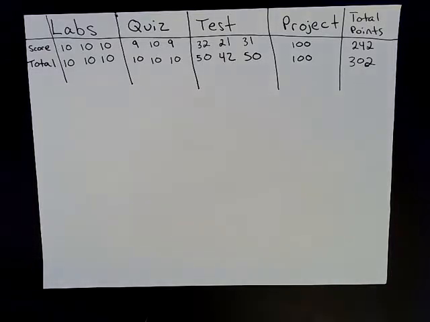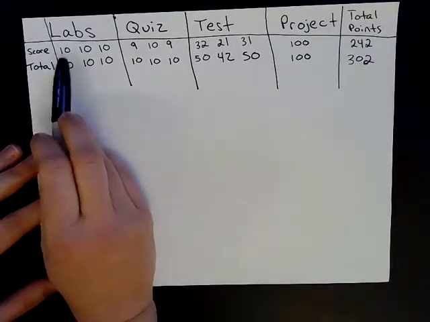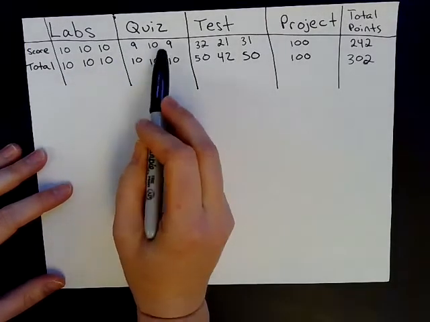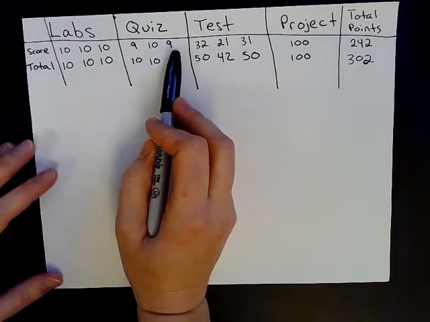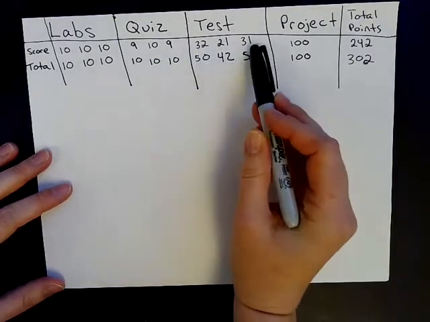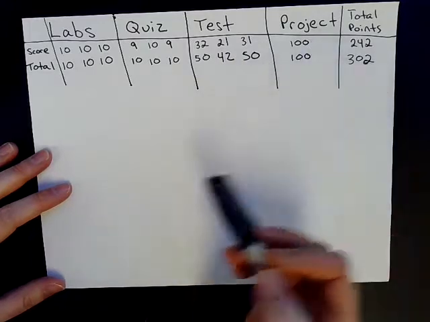When you look at the scores here, you can see that the student got all 10 out of 10 for their labs, 9 out of 10, 10 out of 10, 9 out of 10 on the quizzes. And then the tests, 32 out of 50, 21 out of 42, 31 out of 50, and the project, 100%.